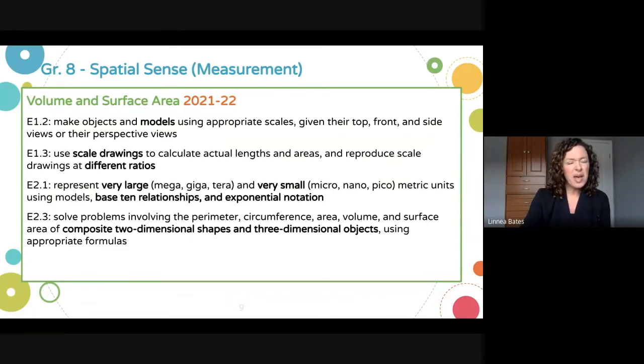And of course, if you have time, 2.3 at the bottom there is looking at solving problems involving perimeter, area, volume, and circumference, of course, of composite 2-dimensional shapes and 3-dimensional objects. So that might be something you can look at if you find that you do have some extra time.